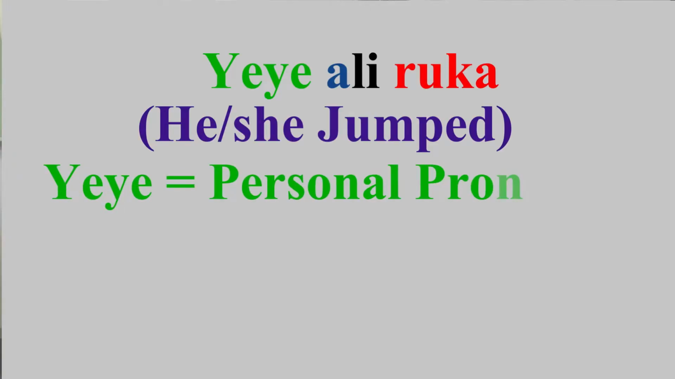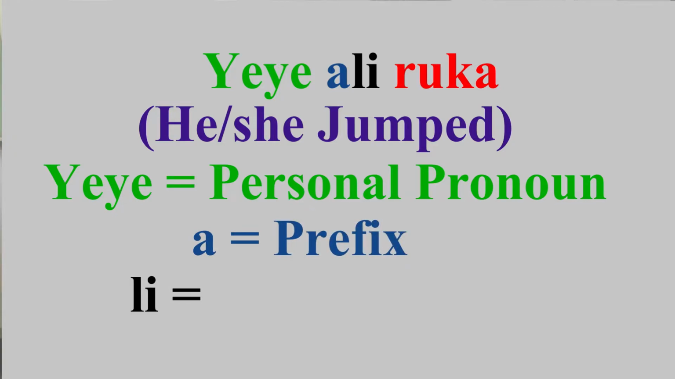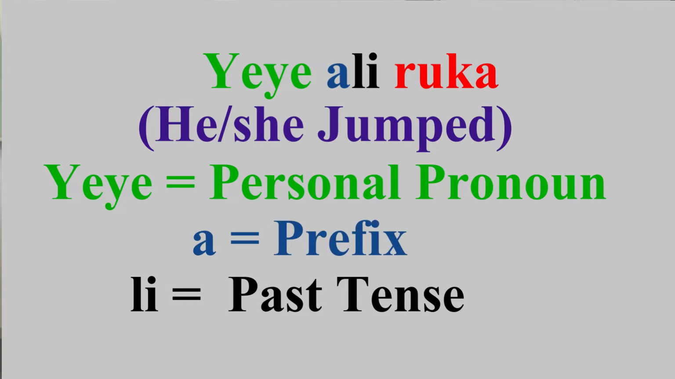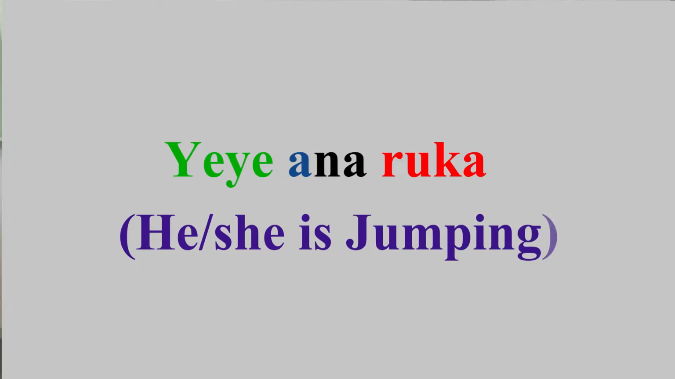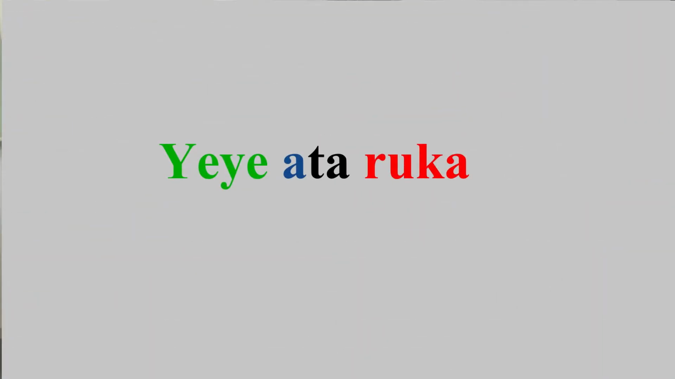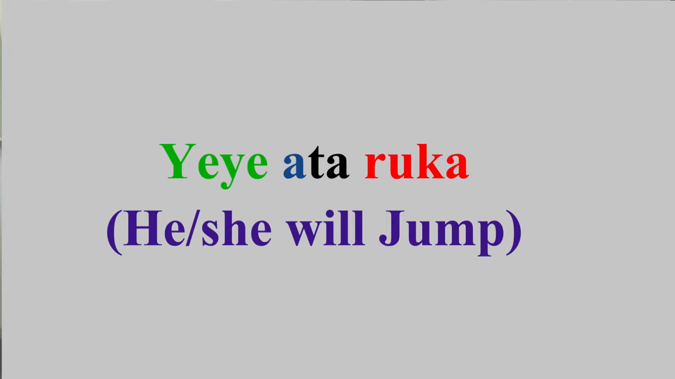Yesterday, last week, last year. It's past tense. So yeye is the pronoun. A is the prefix. Li represents past tense. Ruka is the verb, jump. For present tense, we replace li with na. So we say yeye anaruka right now. He or she is jumping. And then in future tense, we say yeye ataruka. He or she will jump.